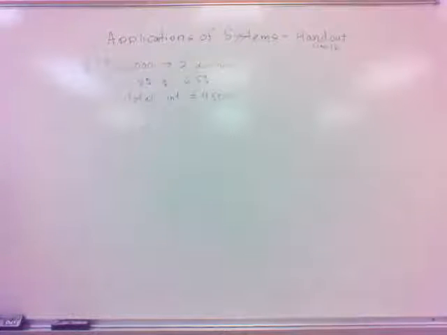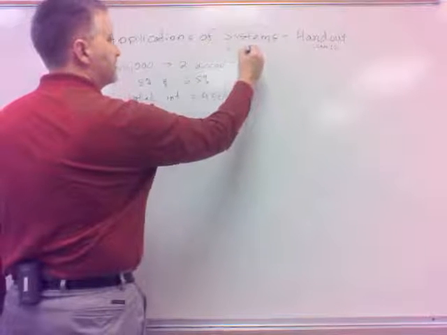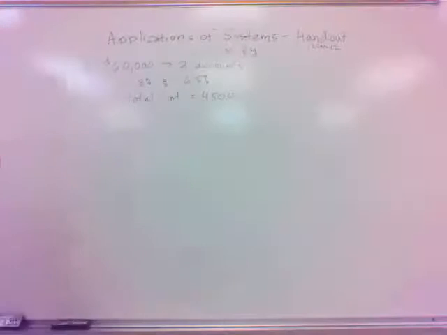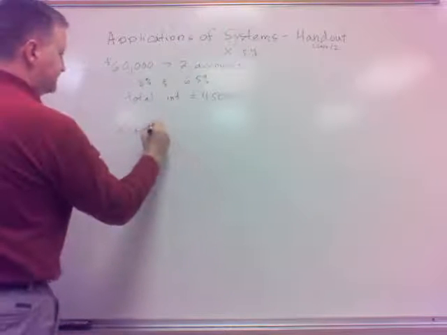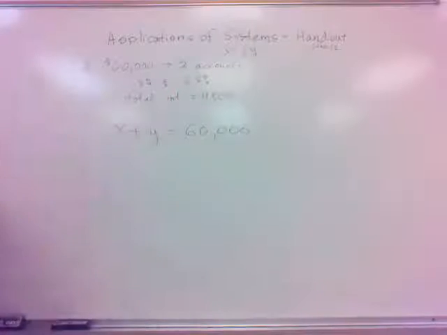All right. Since we are on the idea here of systems, let's see if we can get a system out of this. If we have two accounts, we've got two amounts. Let's call the amounts X and Y. And so if there's $60,000 invested in those two accounts, doesn't it seem to reason X plus Y would have to equal $60,000? I think so. X plus Y would equal $60,000.